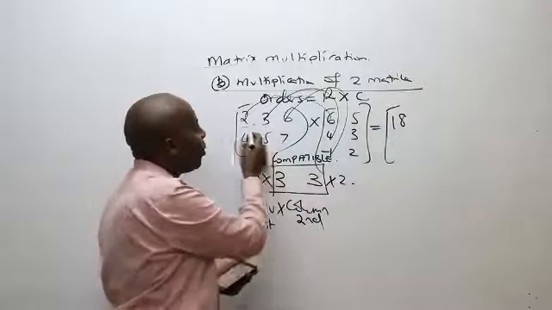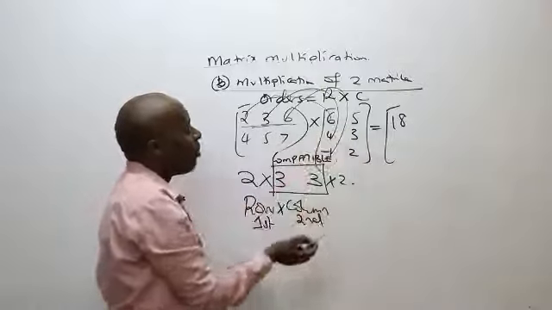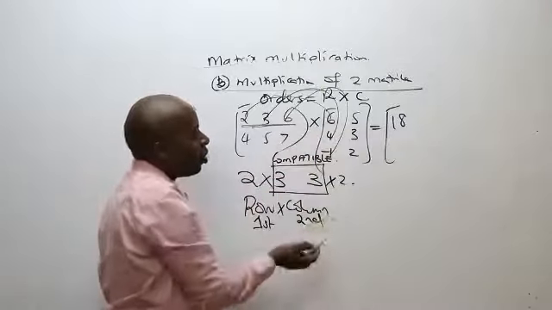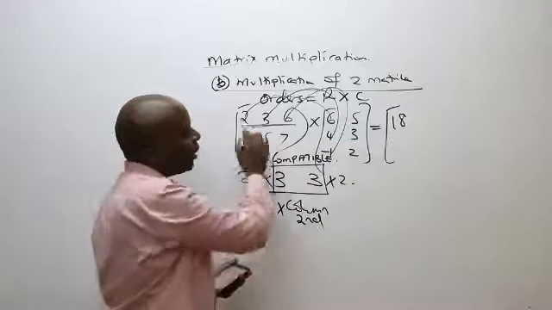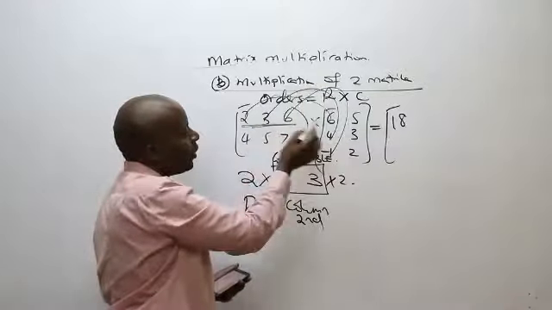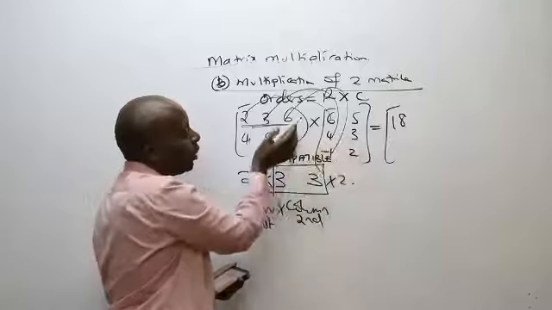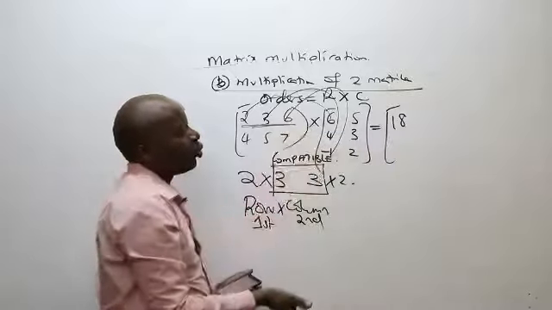From there, this row is multiplied with the second column. How do we do it? First ones, these are 2 and 5. Second ones are 3 and 3. Third ones are 6 and 2.